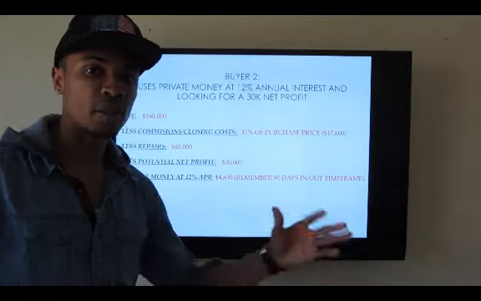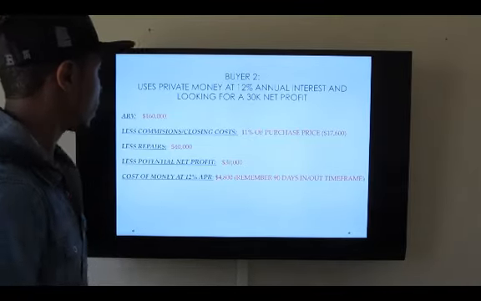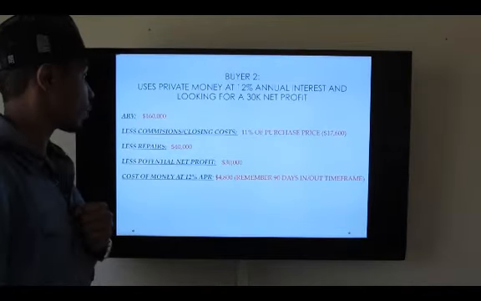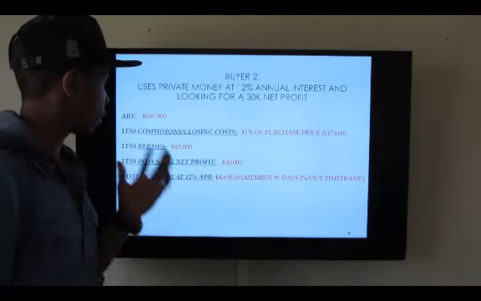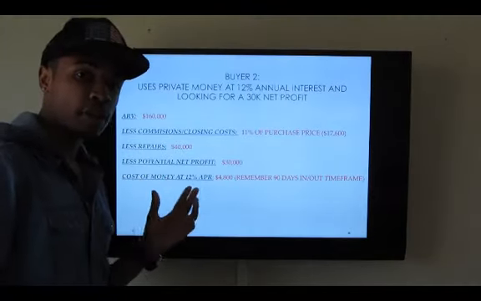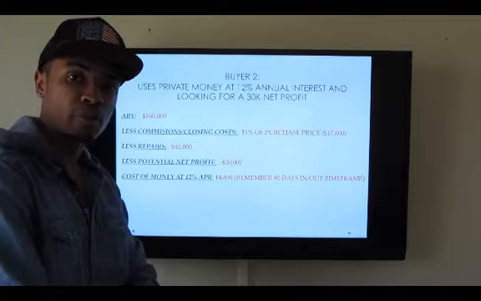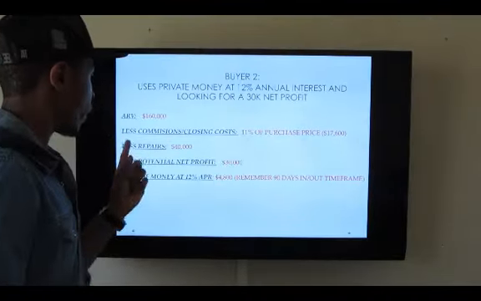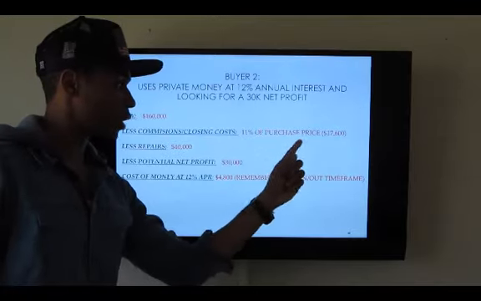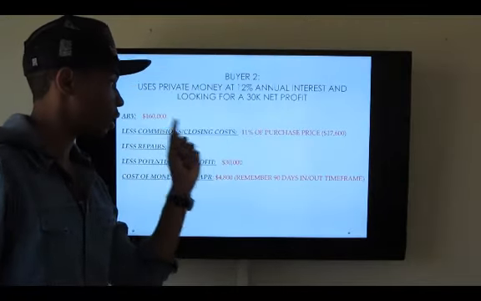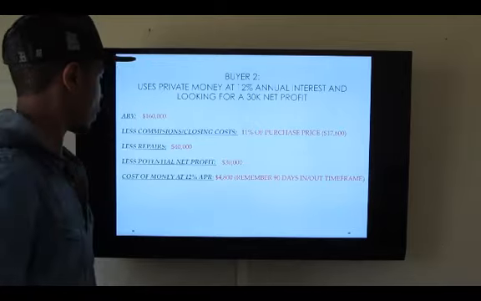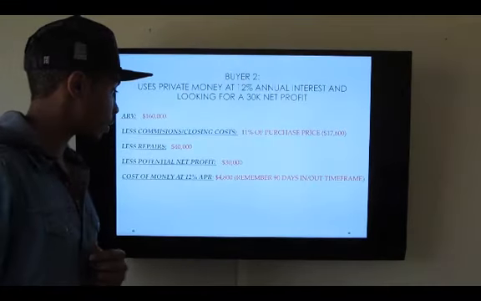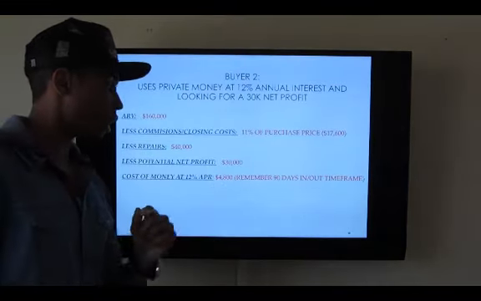All right. Buyer number two uses private money at 12% annual interest and is looking for a $30,000 net profit. Now all these buyers are looking for a $30,000 net profit. All right. And again, ARV is $160,000, which is potentially what the retail buyer will be buying the property at on the purchase price side of their end. Okay. Less commissions and closing costs, 11% of the purchase price of the retail buyer or the ARV, $17,600. Less repairs, $40,000, and less potential net profit.